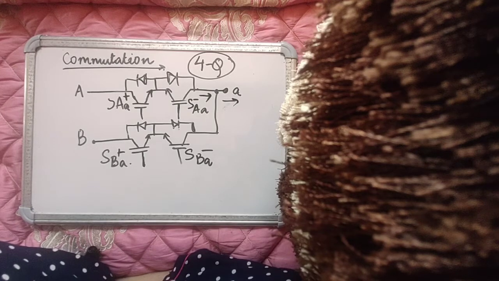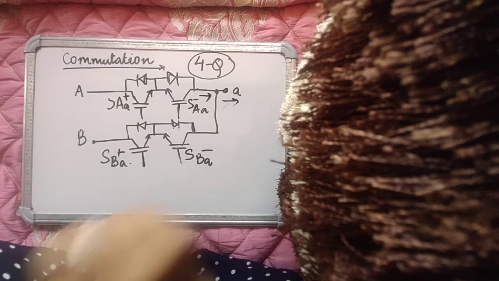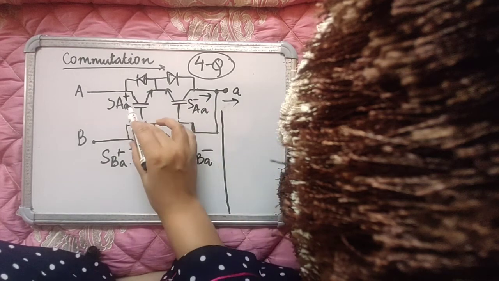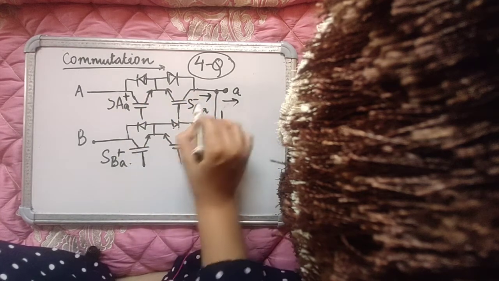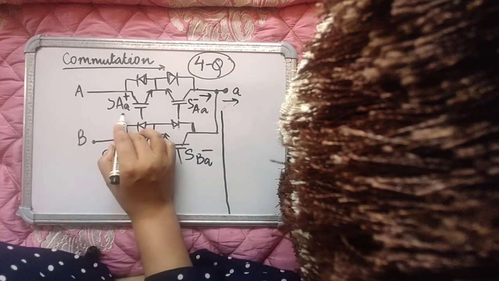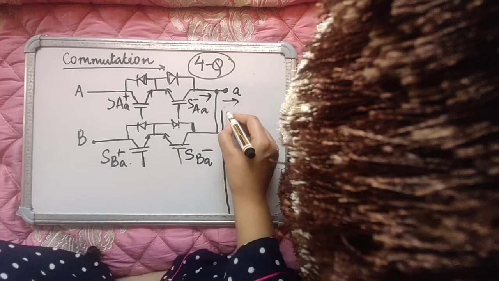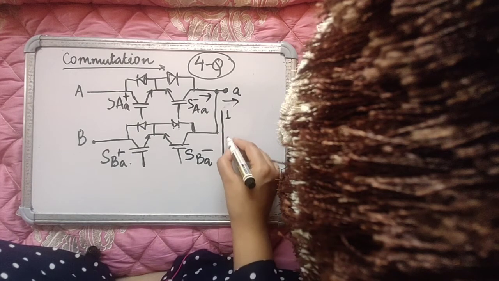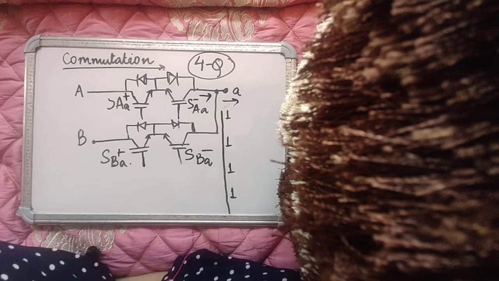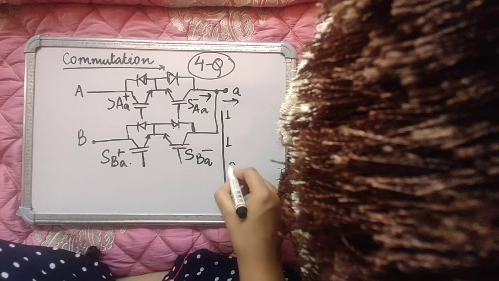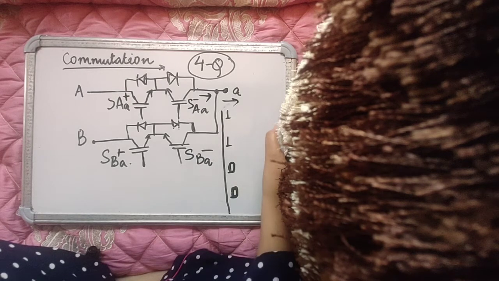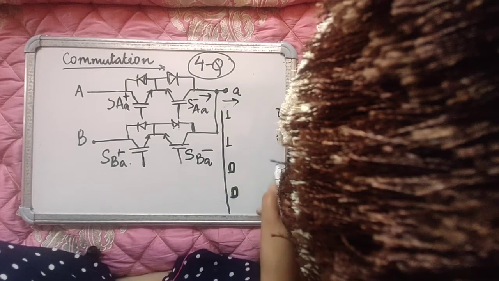And what my goal is, to transfer current from these devices to these devices, which means that initially both these devices are on. So my state is 1 1 1 1, right? And I have 1 1 0 0, because these are off, and I have to eventually reach a state where both of these are off, 0 0 1 1.